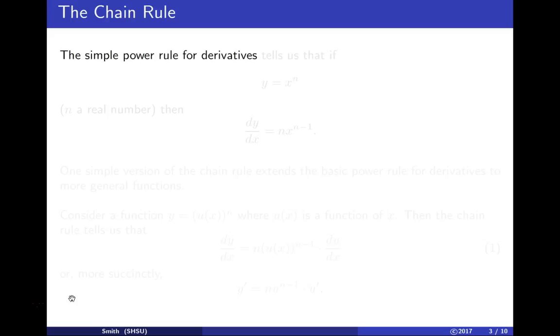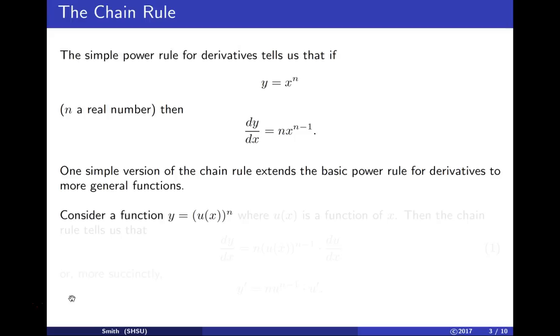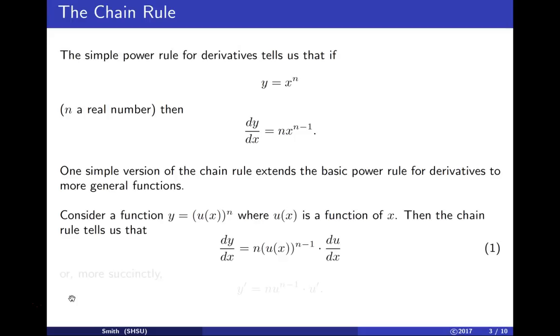The simple power rule for derivatives tells us that if y is x to the n, where n is some real number, then the derivative is n x to the n minus 1. So one simple version of the chain rule will extend this basic power rule for derivatives to more general functions, the functions where it's not x that is raised to a power, but something else. Consider a function y equals u of x to the n, where u is some function of x. Then the chain rule says the derivative is n u to the n minus 1 times the derivative of u with respect to x. Or more succinctly, y prime is n u to the n minus 1 times u prime.